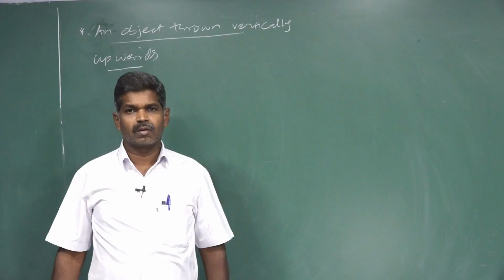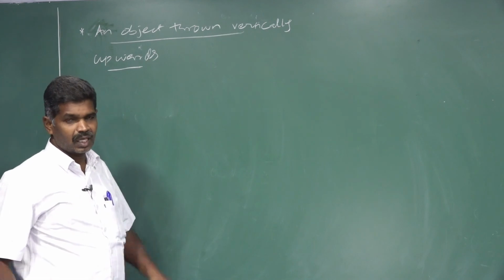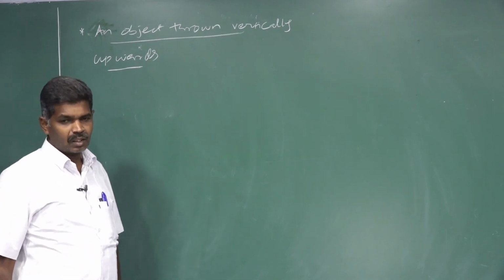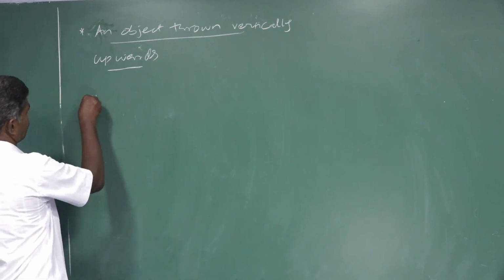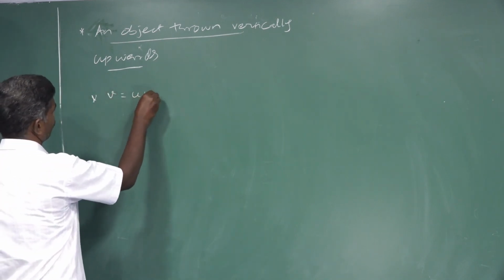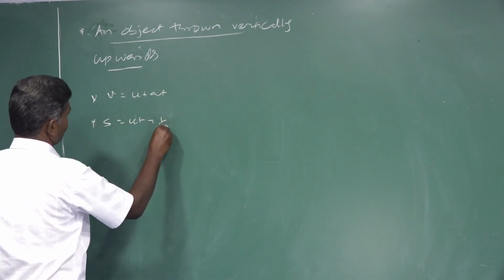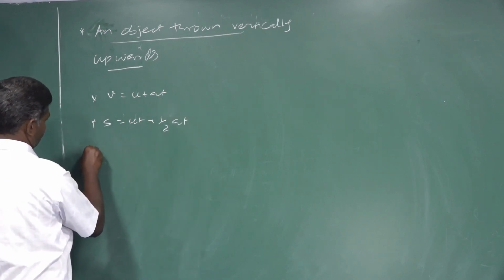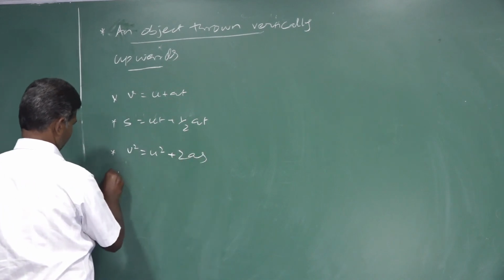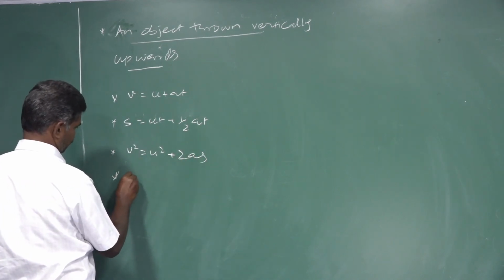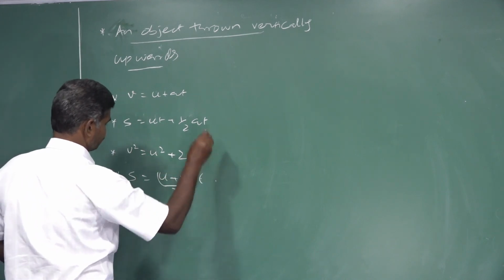Okay. Next we are going to see an object thrown vertically upwards. There also we are applying these equations of motion. There we have 4 equations. First, v is equal to u plus at. Second equation, s is equal to ut plus half at square. Third equation, v square is equal to u square plus 2as. Then we can take s is equal to (u plus v) divided by 2 into t.